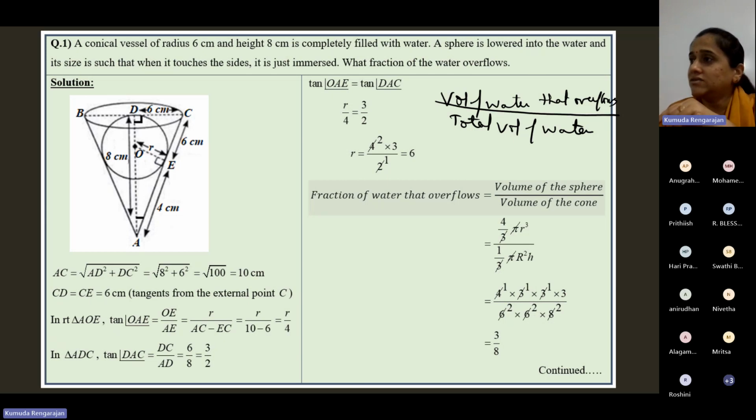How will you find the fraction of girls? Number of girls by the total number of students in the class. So how will you find the fraction of water? The fraction of water that overflows will be the volume of water that overflows by the total volume of water. What is the volume of water that overflows? It's equal to the volume of the sphere. And what's the total volume of water? It's the volume of the cone. I'll just include this also. Just write this. Then how do you find the volume of the sphere? 4 by 3 pi r cube, and cone 1 by 3 pi r square h. Substitute the values and this is the fraction of water that overflows.